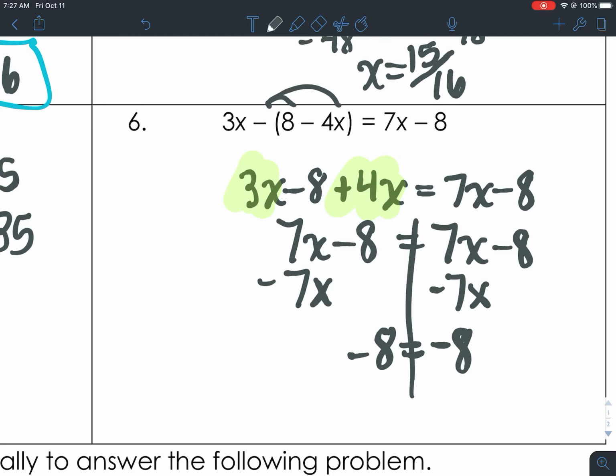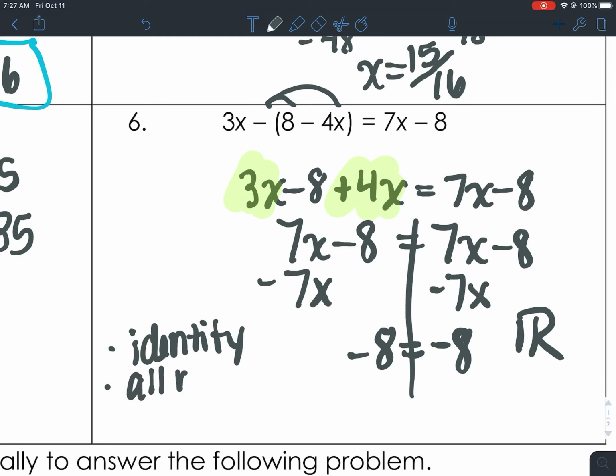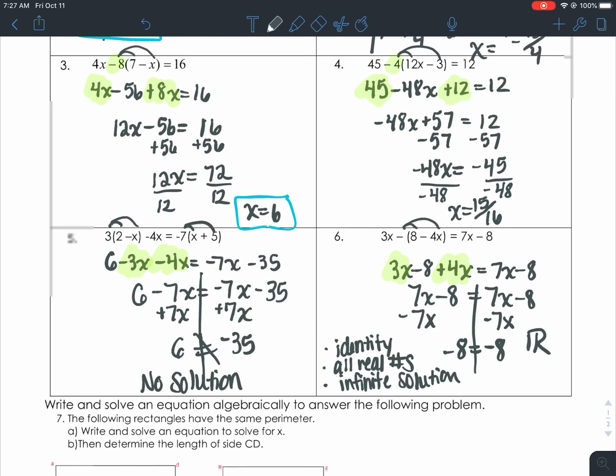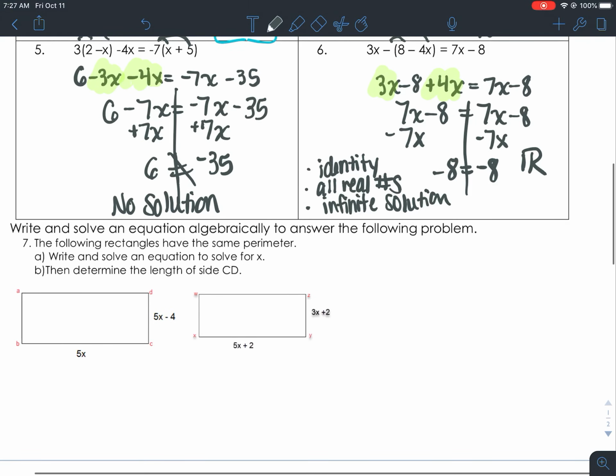So I'm just going to list all the things. We can do this, right? The big R. We can also use the word identity. This is going to be on your practice test too, so it might be helpful to make sure you look this over. And then all real numbers, right? That's the other one. That's what the big R stands for. And also infinite solutions, or infinitely many. Basically every number works here. X could be anything. All right, now for number 7.